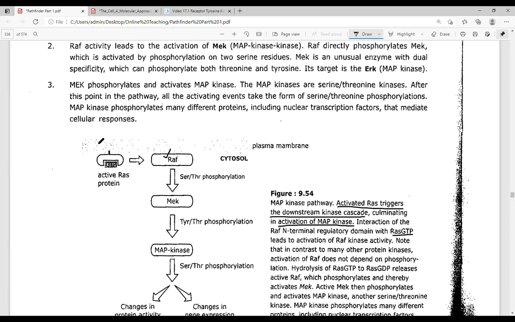Once GDP has been lost and GTP has been bound, the binding of the GTP molecule leads to the activation of RAS. Active RAS protein will activate the RAF protein and its kinase activity. Once RAF is activated, it catalyzes serine and threonine phosphorylation in the MEK protein. Once the phosphorylation takes place, the MEK protein becomes active.